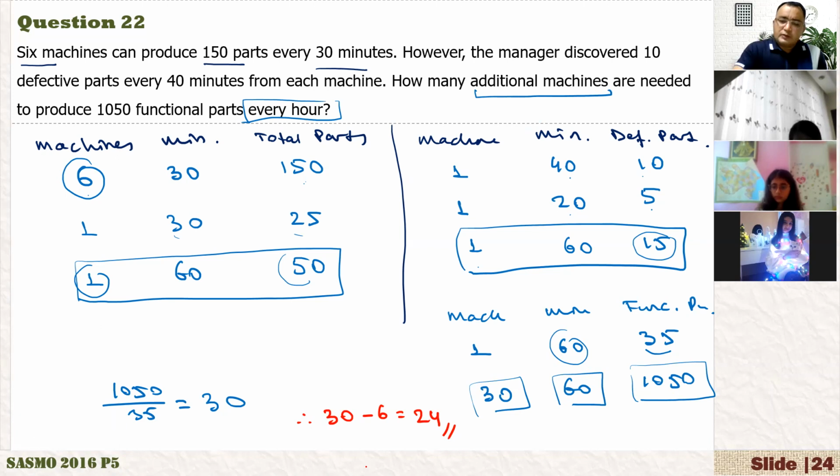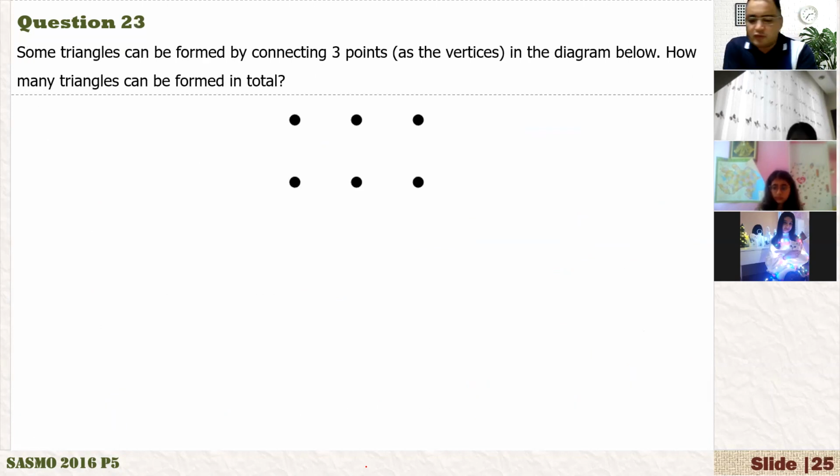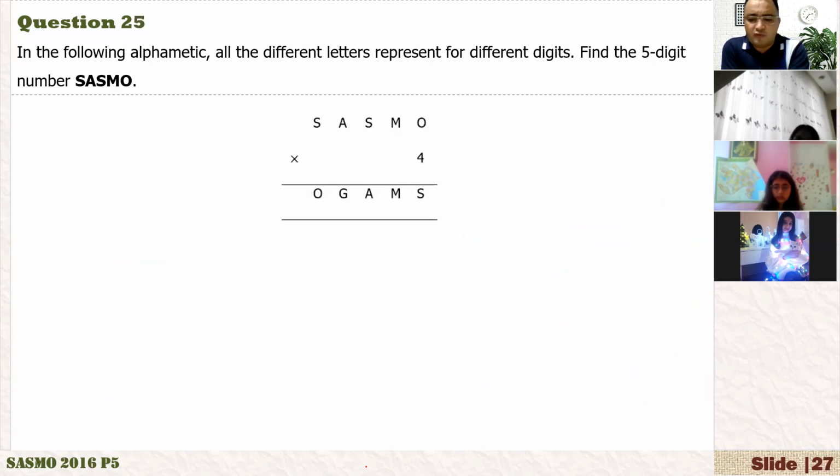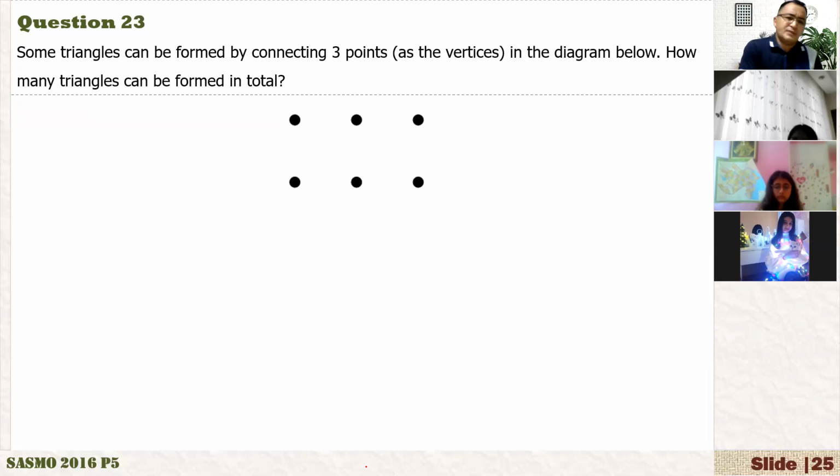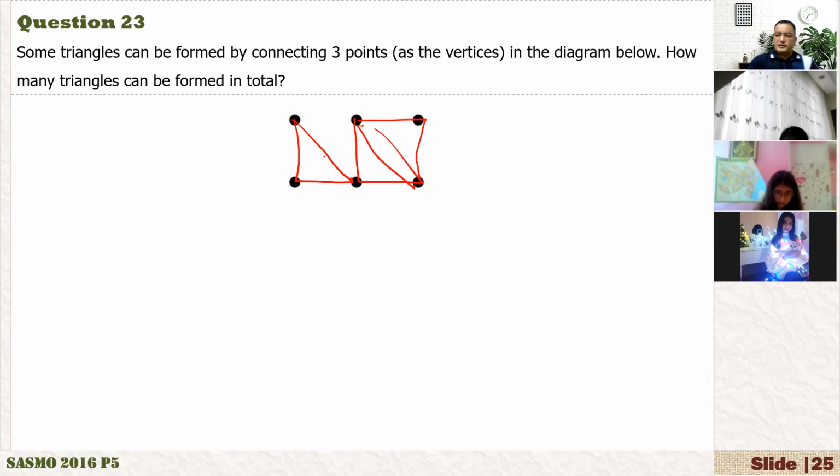Another question is an interesting question. You can try at home, and later we can discuss the solution. Questions 24 and 25 are a bit long. In question 23, some triangles can be formed by connecting 3 points as the vertices in the diagram. How many triangles can be formed in total? You have to find this. For example, I can form one like this, and also another one like this, or I can form this one again. We can form a lot. What do you think? How many triangles can we form using these dots? That's a bit challenging question.